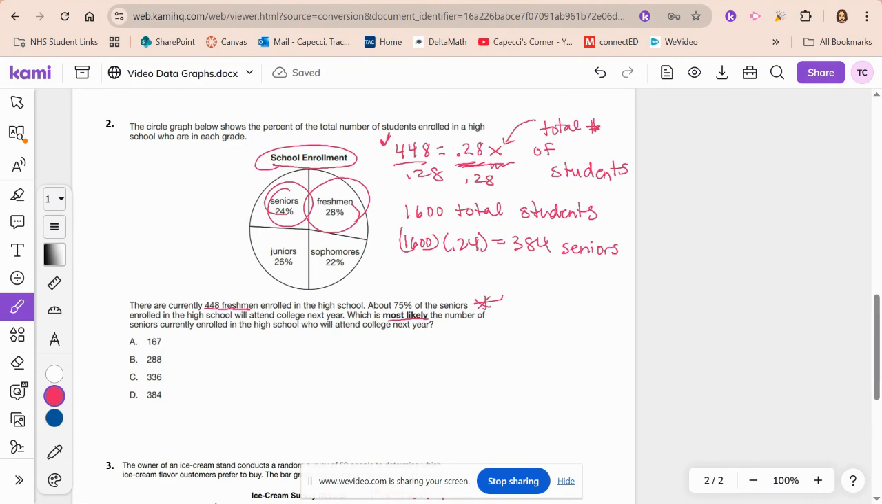So now let's see what the question says. About 75% of the seniors enrolled, right? 75% of this 384 will attend college, which is most likely the number of seniors currently enrolled in high school that will attend college next year.